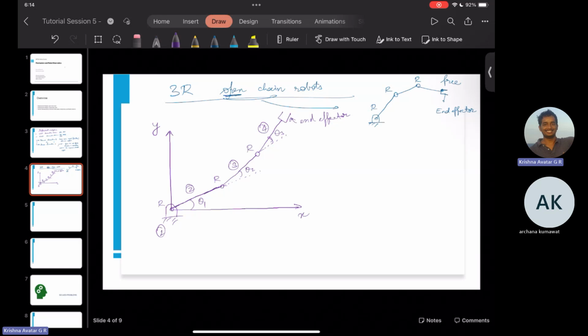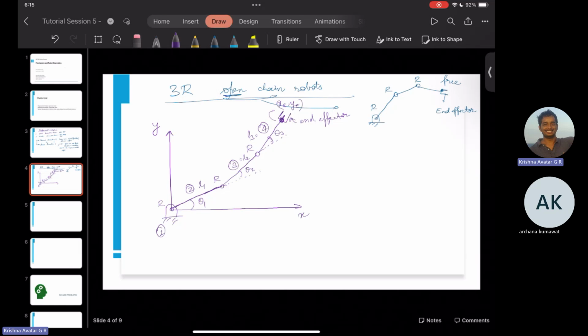Right. And corresponding the lengths are link 1 is L1, link 2 is L1, link 3 is L2, and link 4 is L3. Now say this end effector will be somewhere here. So it will have some location. What is the location? It is XE, YE. These are the X and Y coordinates.